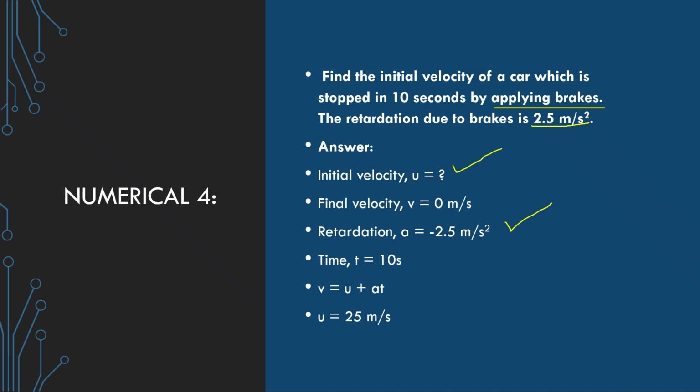Now, please kids understand, it is given retardation, so we put a negative sign. Time is 10 seconds. What equation of motion will we use? Because here we are talking about v, u, a and t, so our first equation of motion. When you substitute the values, you will get an answer of 25 meter per second.